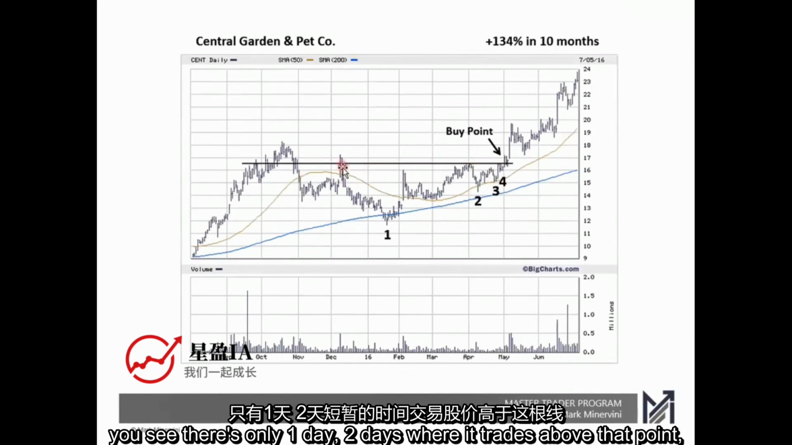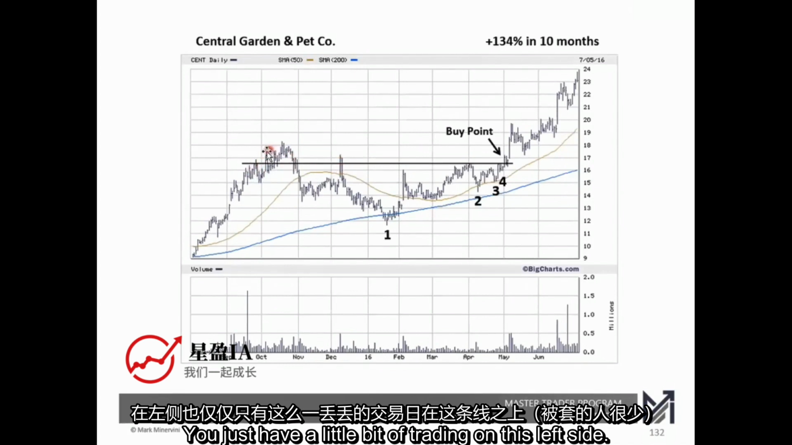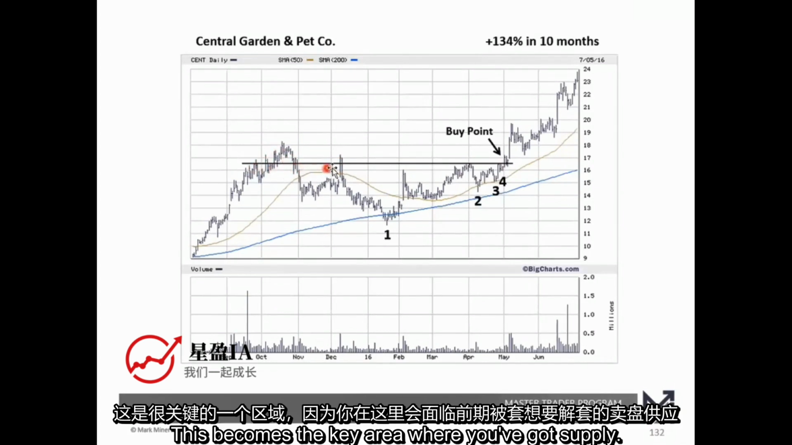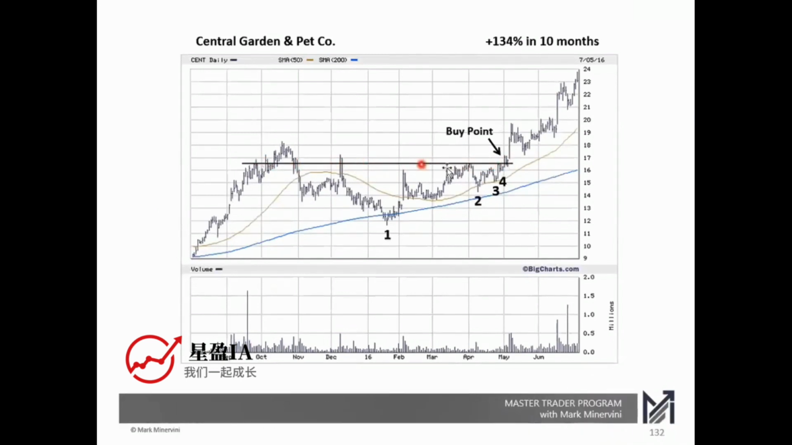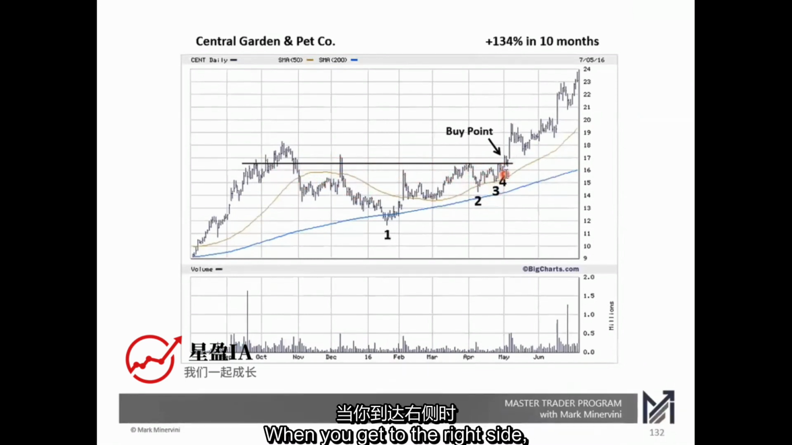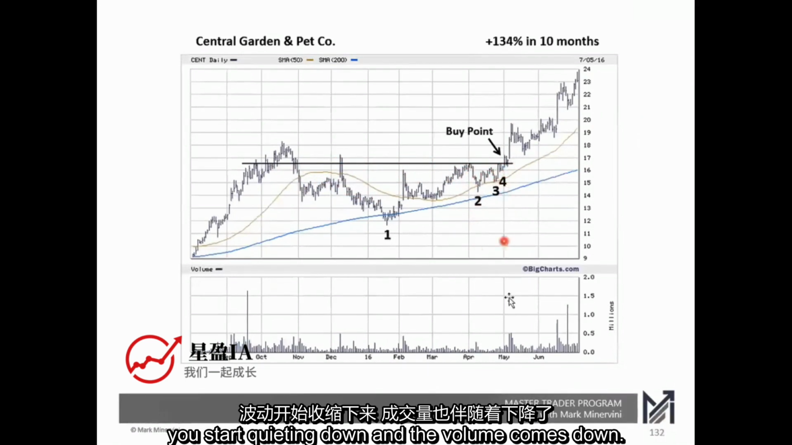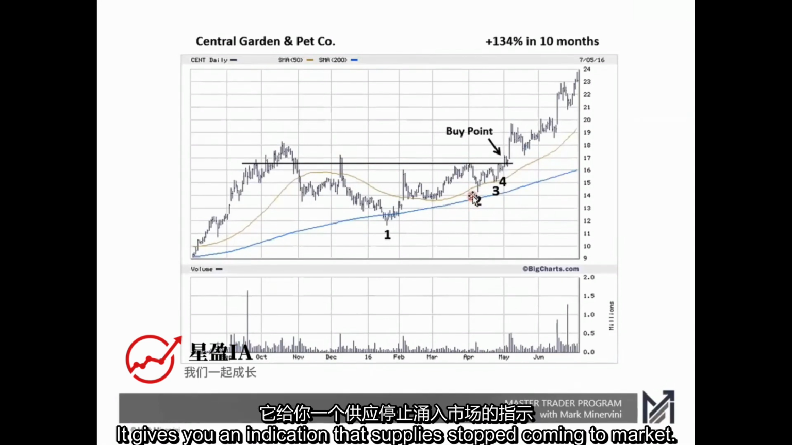You see how there's only 1 day, 2 days where it trades above that point just briefly, and it closes one day, the other day it can't, and then you just have a little bit of trading on this left side. So this becomes the key area where you've got supply. This is where there's supply, there's stock available, and this is why the stock keeps bumping at that area. When you get to the right side and you start quieting down and the volume comes down, what that tells you is supply has stopped coming to market. It gives you an indication that supply stopped coming to market.